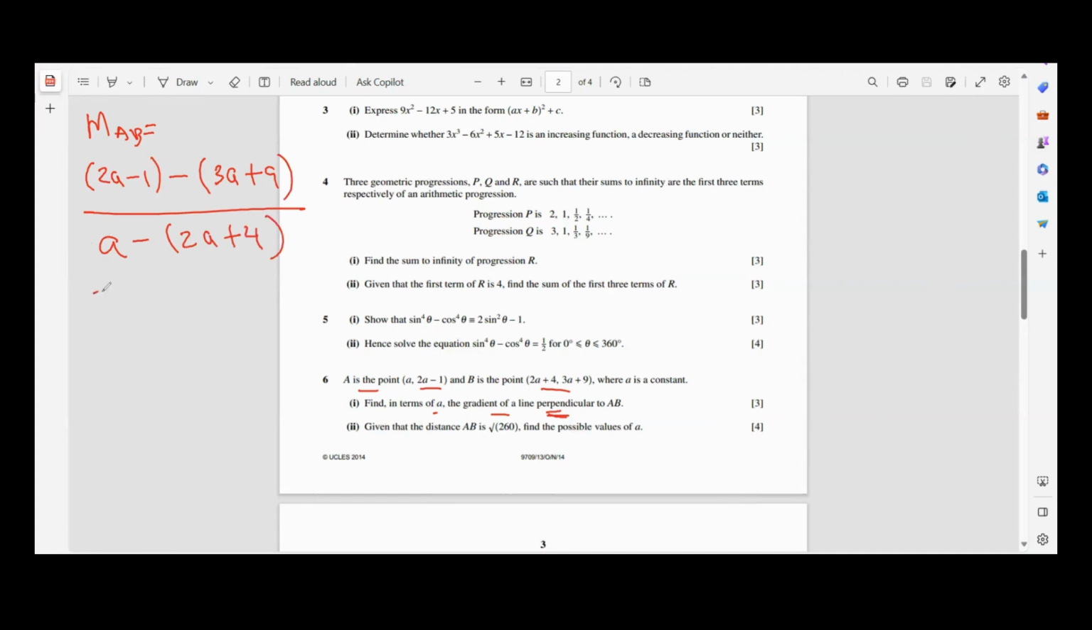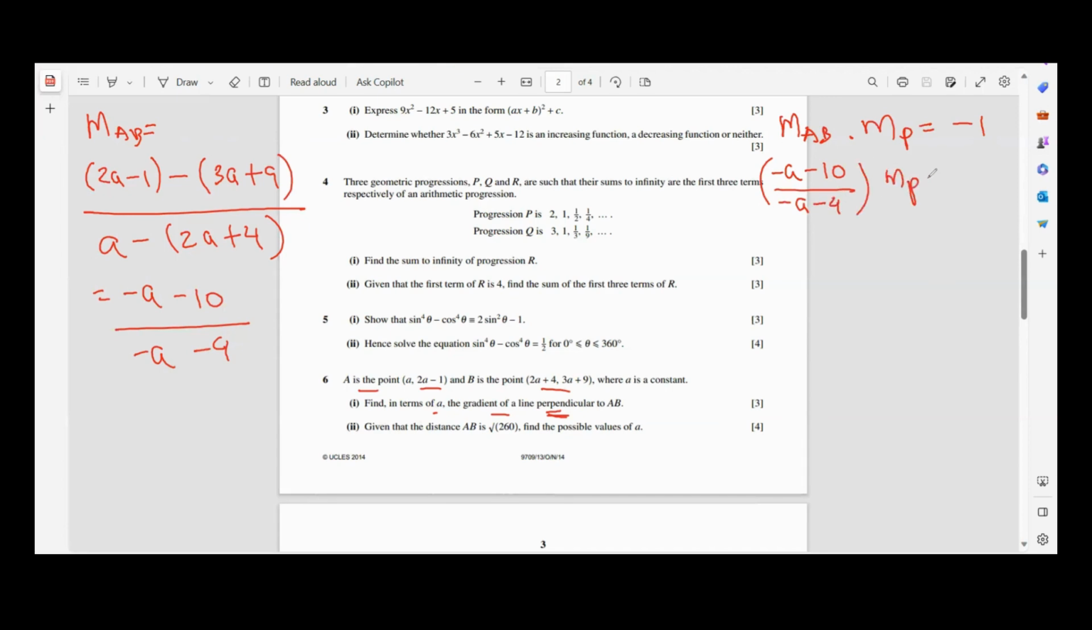Okay, so this should be the gradient: 2 minus 3a, so minus a, minus 1 minus 9, so minus 10, over a minus 2a, so minus a, and then we have minus 4. And then after this, to find the gradient of the perpendicular, we know that the gradient of AB times the gradient of the perpendicular equals minus 1. The gradient of AB is minus a minus 10 over minus a minus 4.